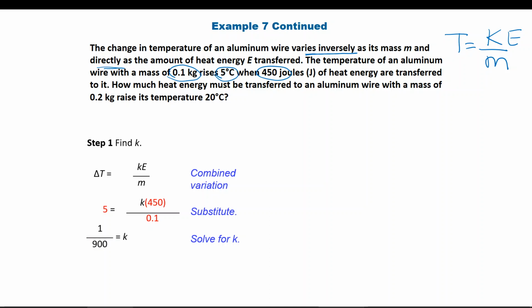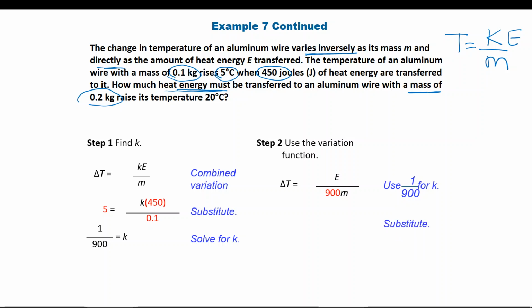Now they're going to give us all the information that we need except for one thing to answer our question. It says how much heat energy, so we're going to be solving for E, but notice that they've given us the mass, and they've given us the change in temperature. So let's go ahead and fill all the information in that we know. We're going to use 1/900 for K and set up our equation. And we know that our change in temperature is going to be 20. It says raises its temperature 20 degrees.